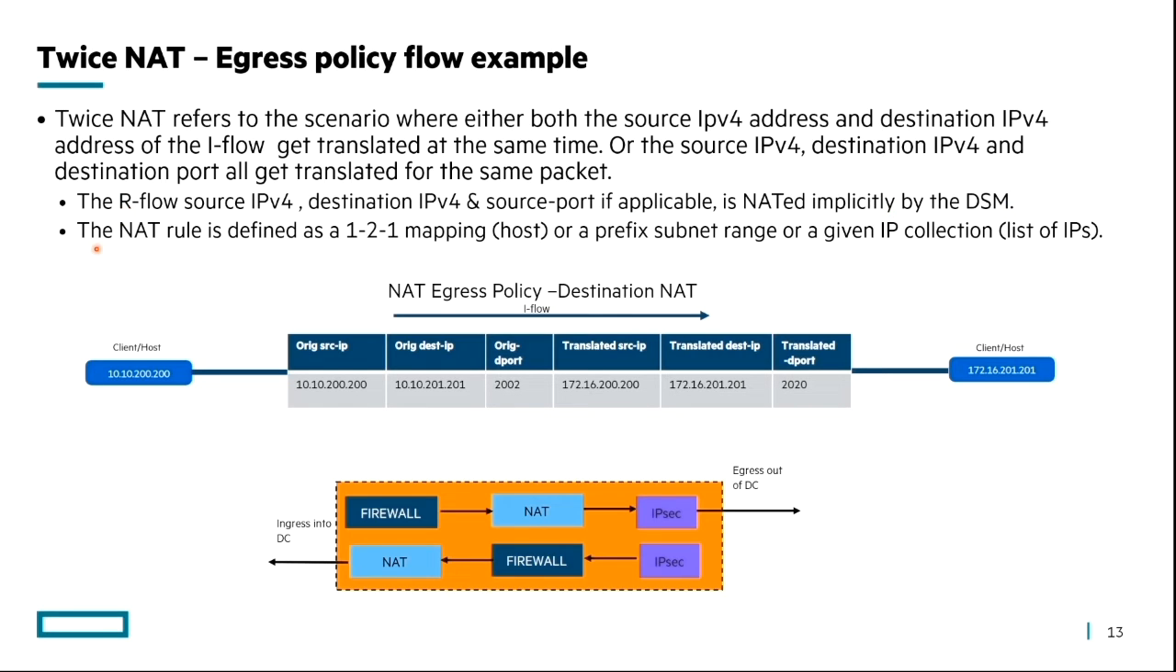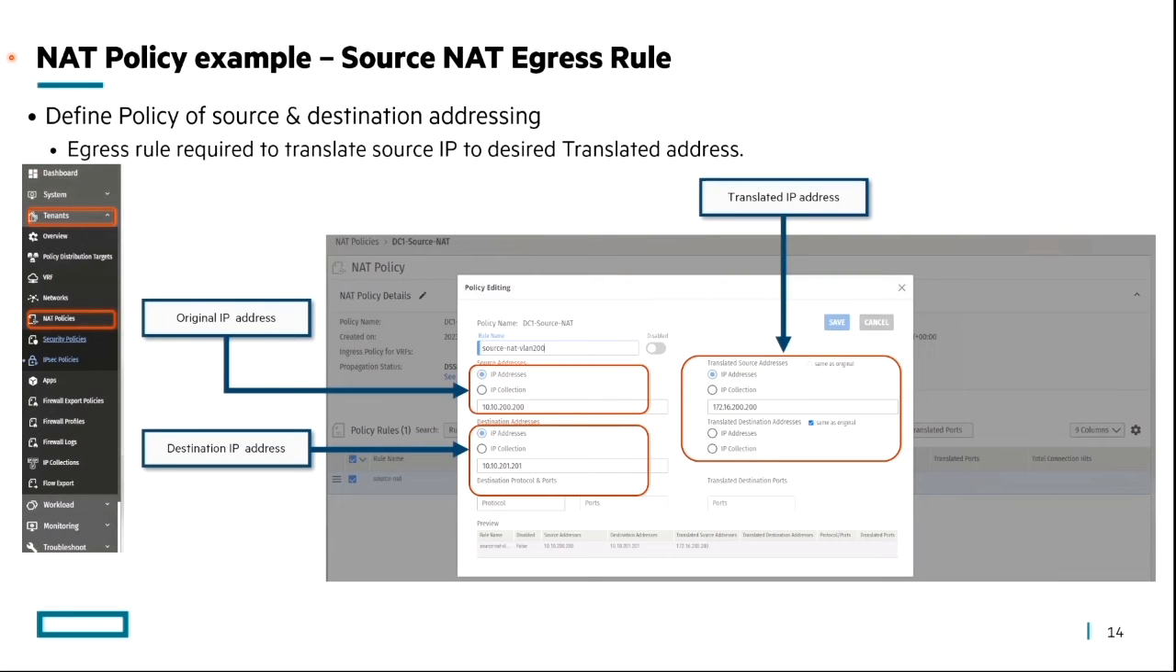Again, a one-to-one mapping for a host, a prefix, subnet, range, or a given collection, a list of IPs. Creating a NAT policy is very, very easy and very similar to creating a firewall policy and the firewall policy rules. To start off with, under tenants, you navigate to NAT policies in the user interface, and there you can create a policy with rules. This is a rule that I've got displayed here, and what it's going to do is effectively NAT translate on the source IP address.